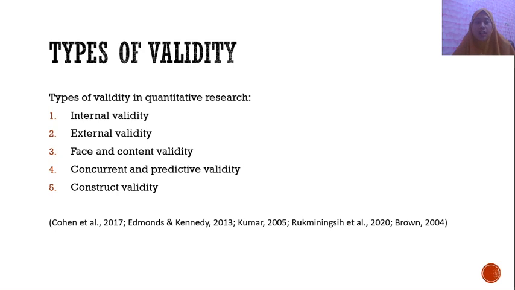According to several experts, Cohen, Edmonds, Kumar, and others, there are 5 types of validity in quantitative research. The first one is internal validity, the second is external validity, the third is face and content validity, the fourth is concurrent and predictive validity, and the last one is construct validity. Let's take a look by discussing each of the validity types.